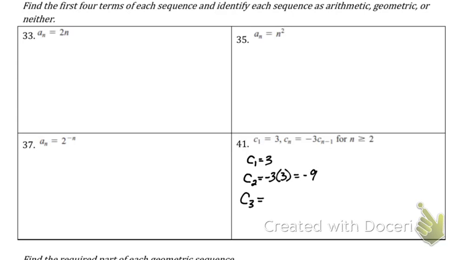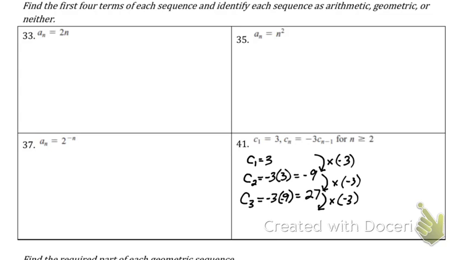My third term is going to be negative 3 times the term before that, which is negative 9, which equals a positive 27. Well, if you just notice, we're always multiplying by a negative 3, right? So I'm just going to go ahead and check really quick. Well, this is just times negative 3. This one is just times a negative 3. So my next one is also going to be times a negative 3. So it must be geometric. Is that good? Okay.